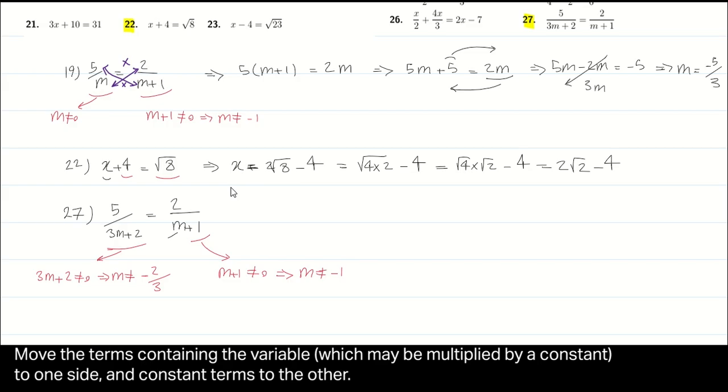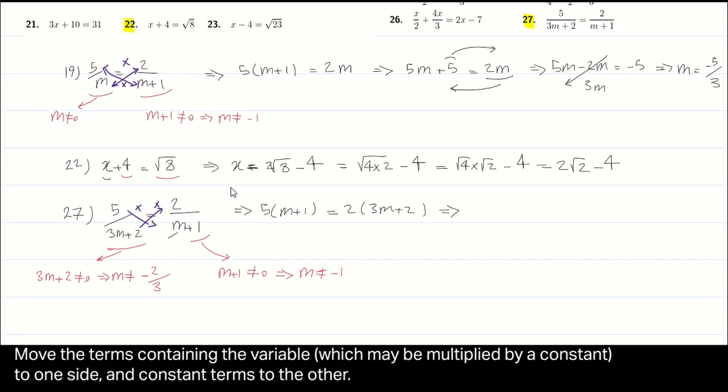Now we can proceed with the cross multiplication. So we have to multiply 5 and m plus 1, and we have to multiply 3m plus 2 by 2 as well. So we would have 5 times m plus 1 is equal to 2 times 3m plus 2 in here.